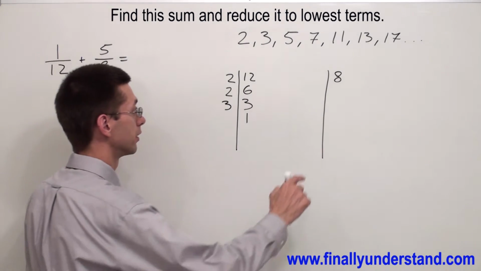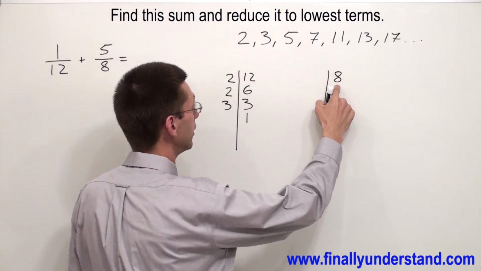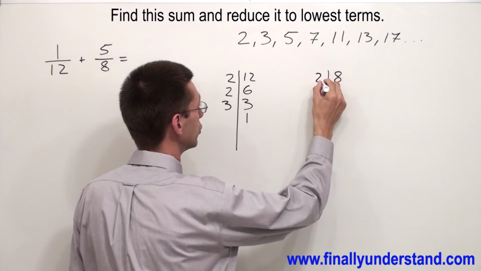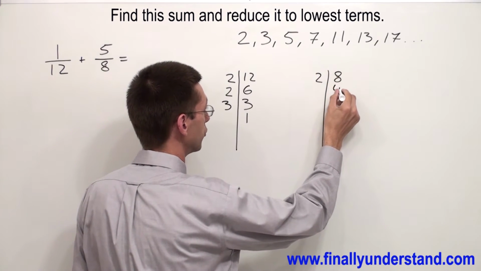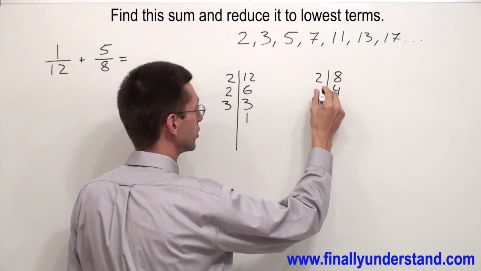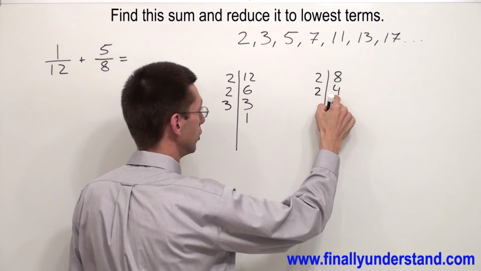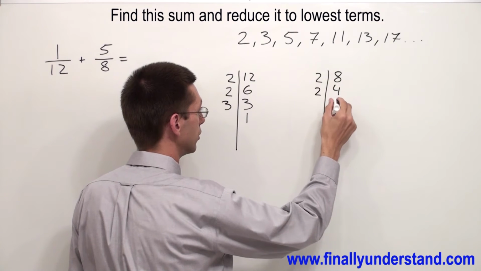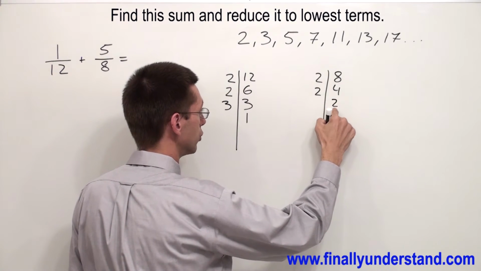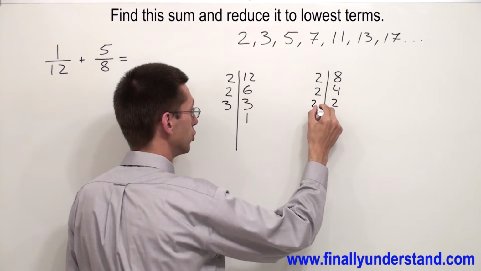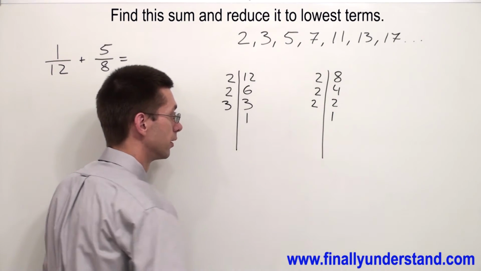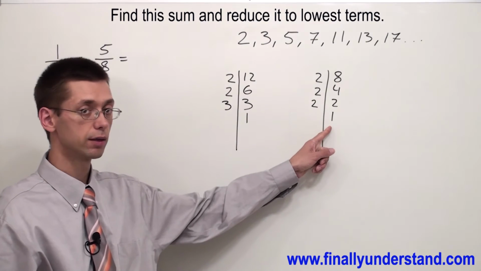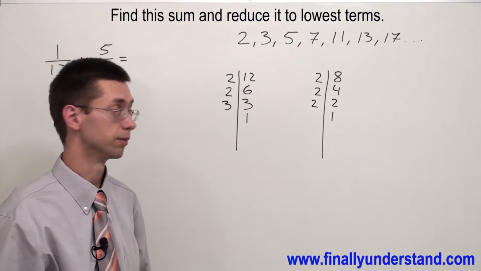Now let's check number 8. 8 is divisible by 2. 8 divided by 2 gives me 4. 4 is divisible also by 2. 4 divided by 2 is 2. 2 is divisible by 2. That's why 2 divided by 2 is equal to 1. Anytime I've finished with 1, it means this is the end of my division.